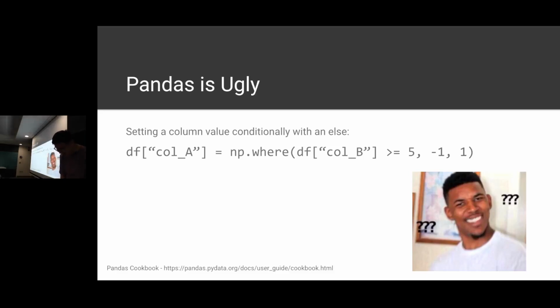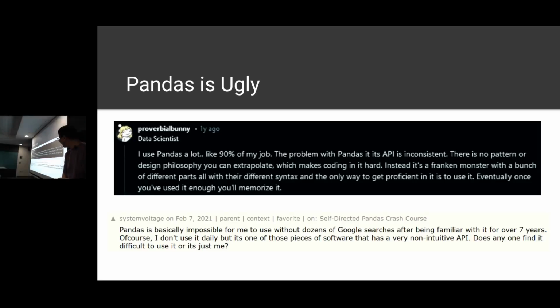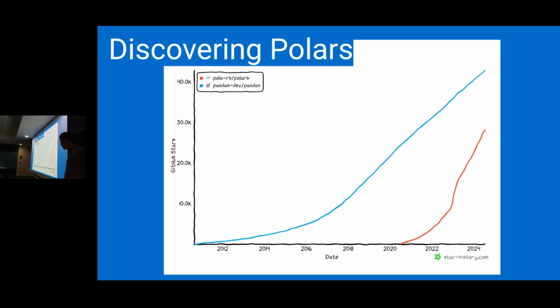Foreshadowing. Okay, and of course, when I think that Pandas is ugly, of course I have to go online and seek validation for what other people also think. And of course, a lot of other people also think that it is ugly, inconsistent, no pattern whatsoever. Coding in it is hard. It's a Franken monster. And that's where I heard about Polars.